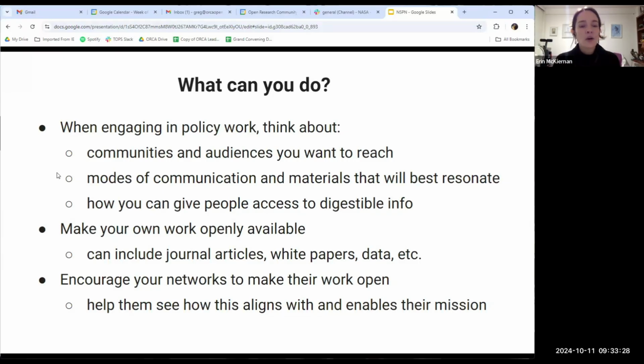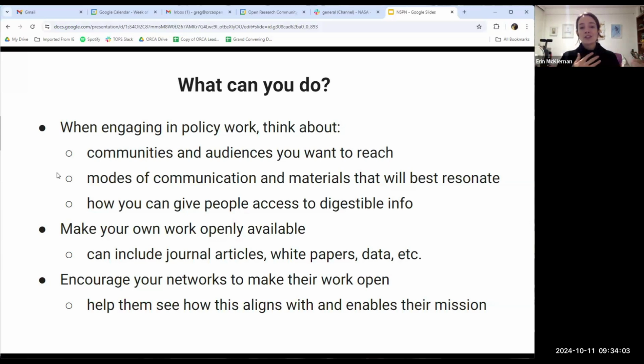Sorry. So again, the best mode of communication might differ by community and audience. So we would really just encourage you to think about what those modes of communication are and how you can give the largest portion of that community access to digestible information. We'd encourage you, as you are creating work, that again could include journal articles, but also white papers, blog posts, data, podcasts, to make all of that work openly available.